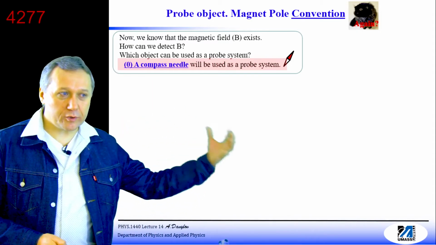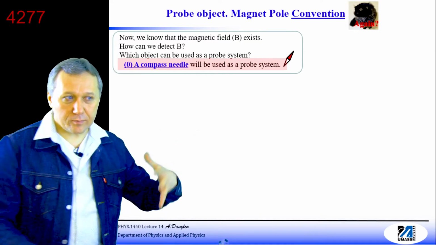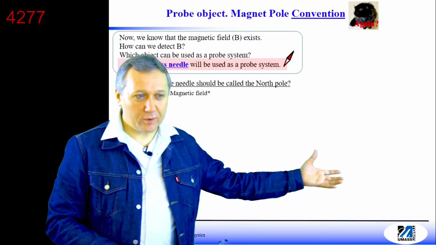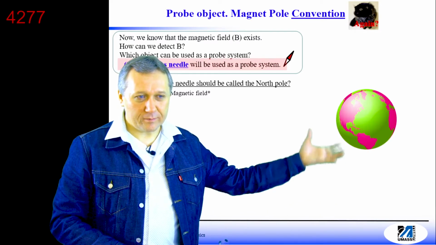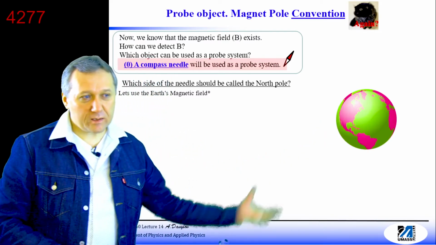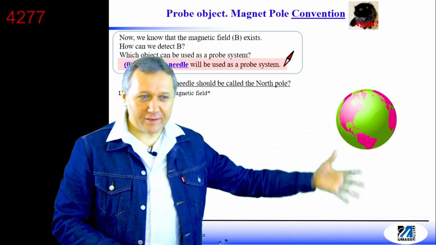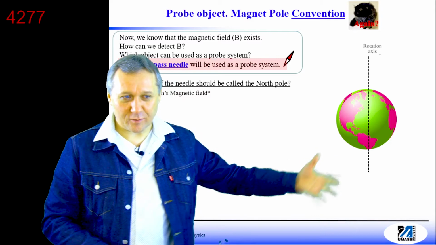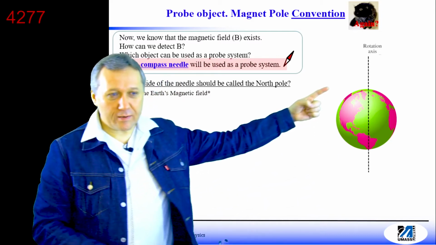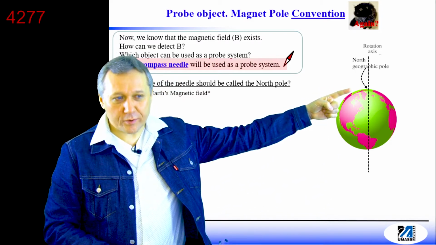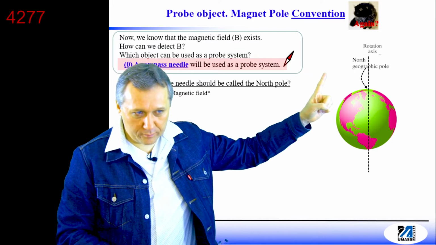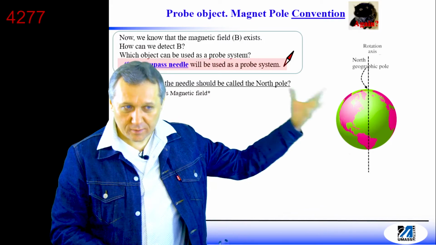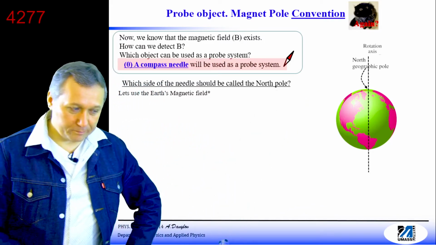In order to introduce that, let's bring the Earth into this game. So let's assume that this is our Earth. Of course, it spins around an axis of rotation. So let's say this is the axis of rotation. And of course, this is our north geographical pole. I emphasize, geographical pole. And of course, the other side, the south geographical pole.